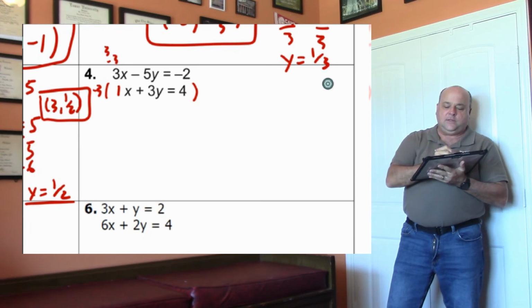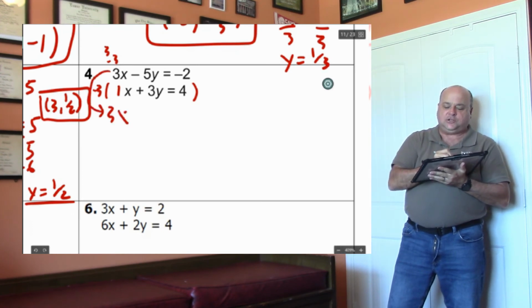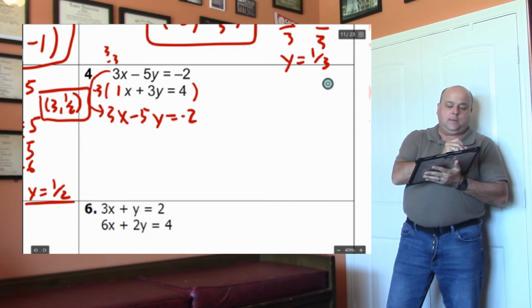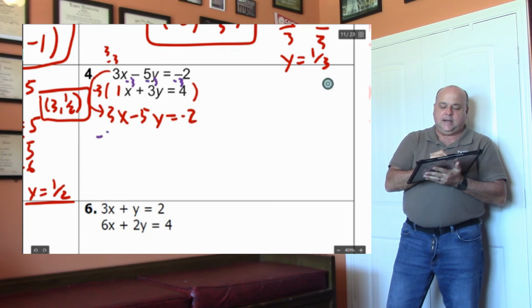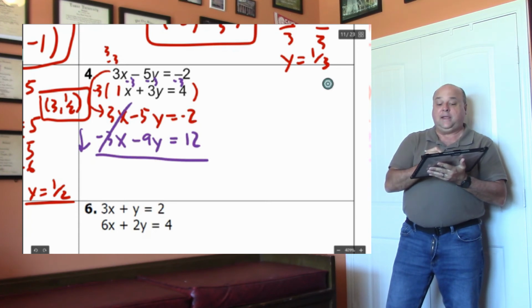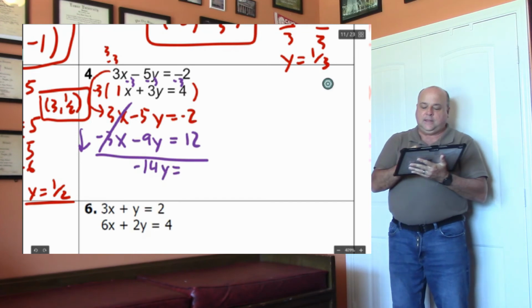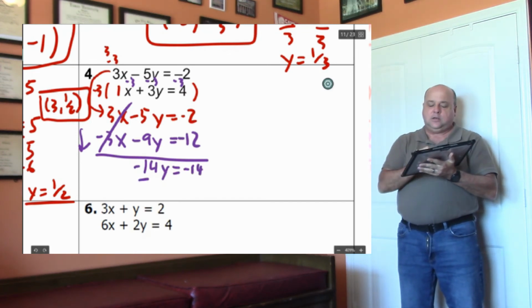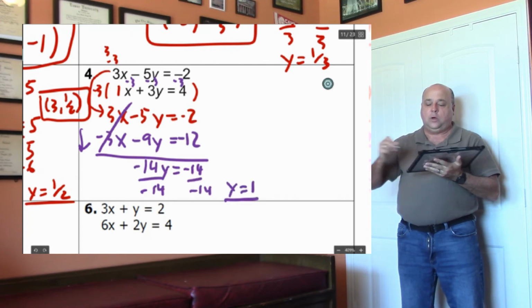Now let's get going. The top equation did not change. So write down 3x minus 5y equals -2. And then you're going to multiply the bottom by -3. So you'll get -3x minus 9y equals 12. Draw a bar. The x's cancel out. -14y equals, that should be a -12. -2 minus 12 is -14. Divide both sides by -14. Sorry about that. And I'm going to get y equals 1.